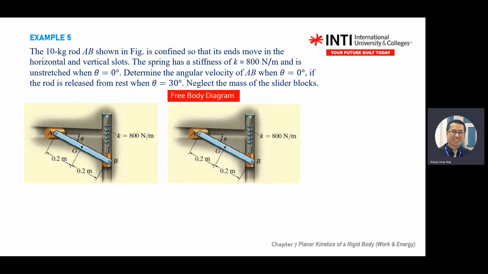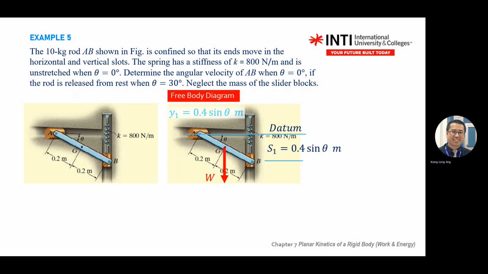Okay, so free body diagram. First, again, we are focusing on rod AB. The rest is just converted to velocity, force, and so on. So you just extract rod AB, go to the center of gravity, and put in W first. Then you start to do the datum line. You draw. So this is 0.4. This distance is sine because hypotenuse opposite is sine, right? Then your y1 will be 0.4 sine theta meter.